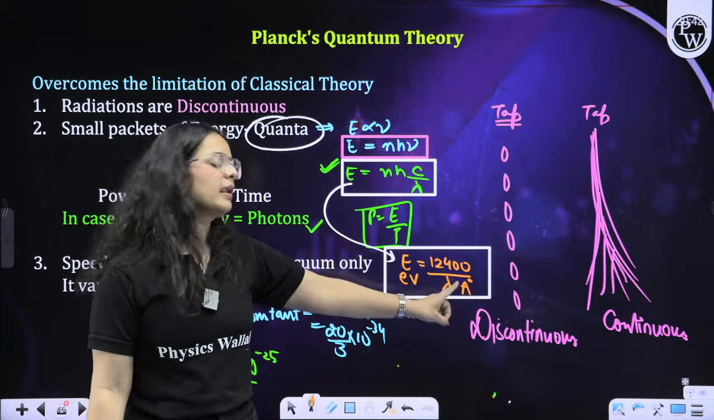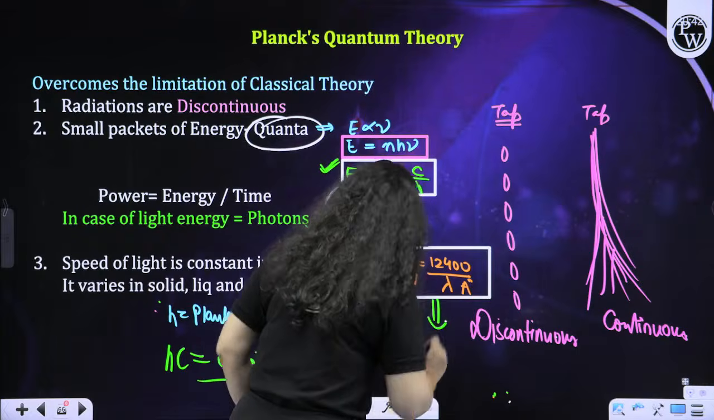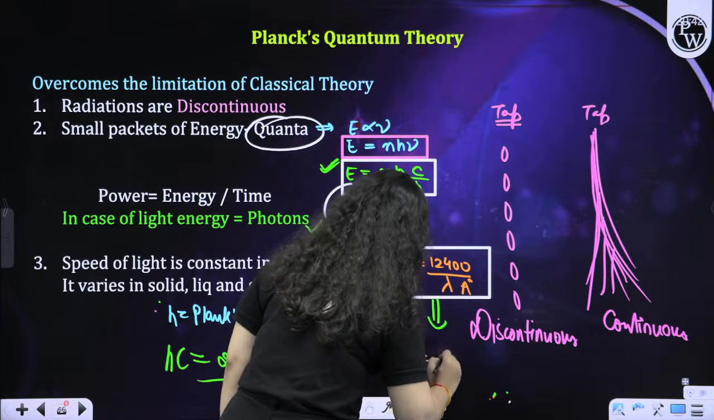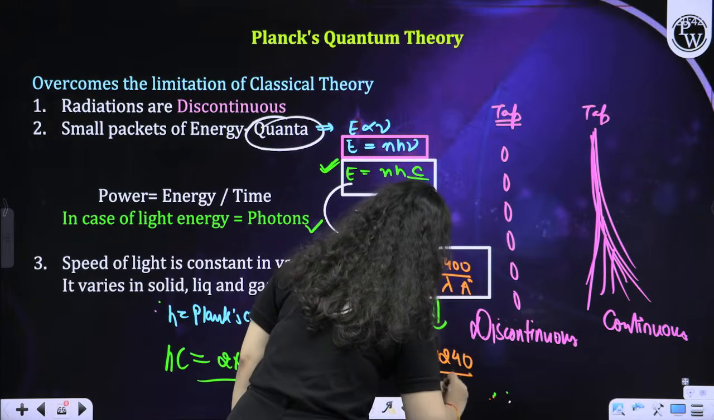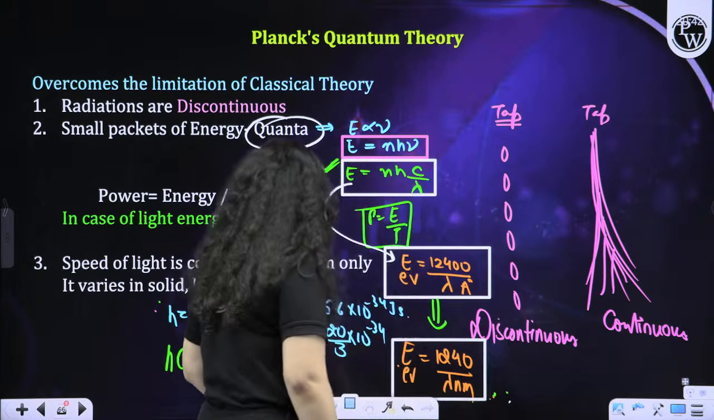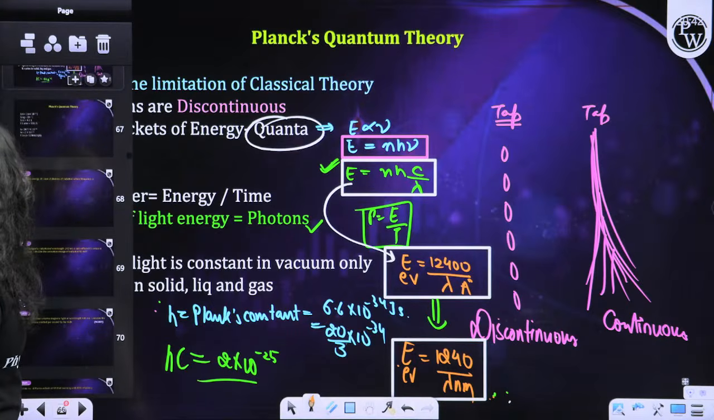If, let's say, nanometer is given to you, in place of 12400 just use 1240 upon lambda in nanometer. Just use the formula, and you will get the energy in electron volt. This is a very simple version because it will help you to solve the questions. Let me show you how.